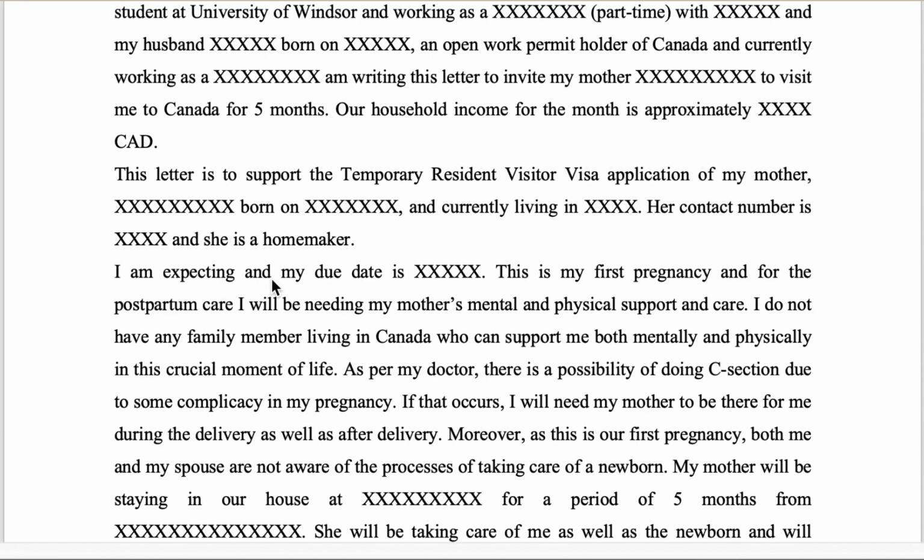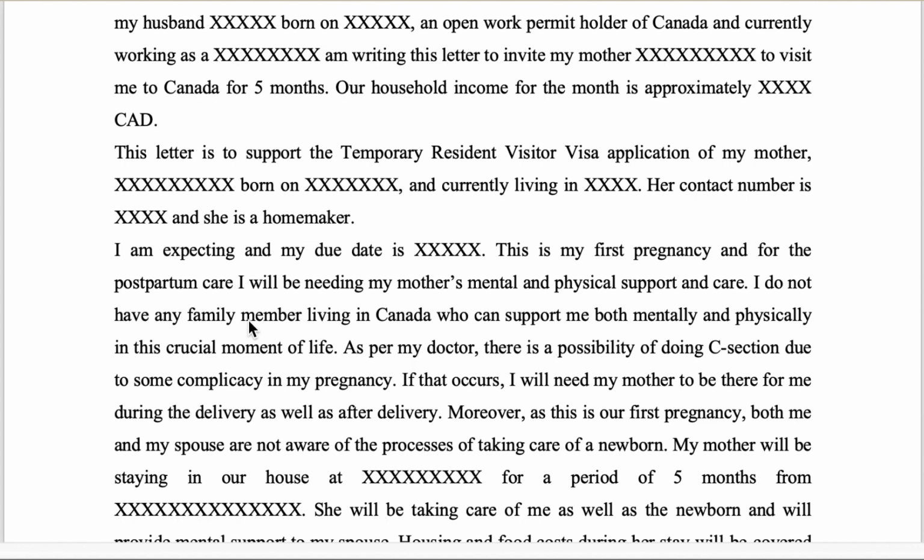I am expecting and my due date is dash. I wrote this invitation letter when I was expecting, and at that time I already knew my due date, so I mentioned my due date. This is my first pregnancy, and for the postpartum care I will be needing my mother's mental and physical support and care. I do not have any family member living in Canada who can support me both mentally and physically in this crucial moment of my life.